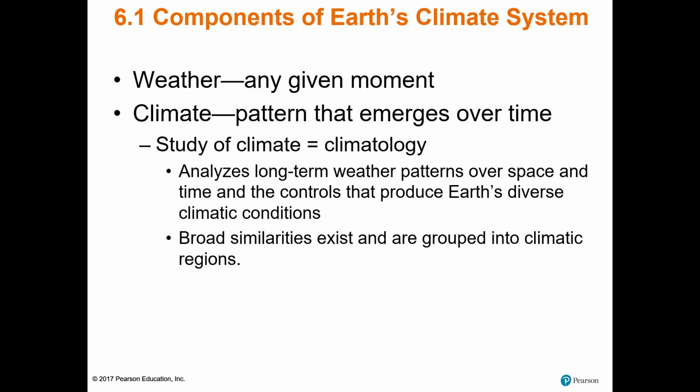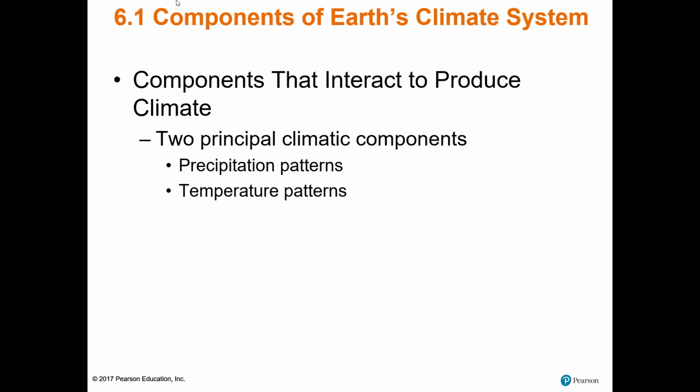The study of climate is climatology, and it analyzes long-term weather patterns over space and time and the controls that produce Earth's diverse climatic conditions. There are broad similarities that exist in climates, and they're grouped into climatic regions. There are two main components that interact to produce what we know as climate, and that's precipitation patterns and temperature patterns.